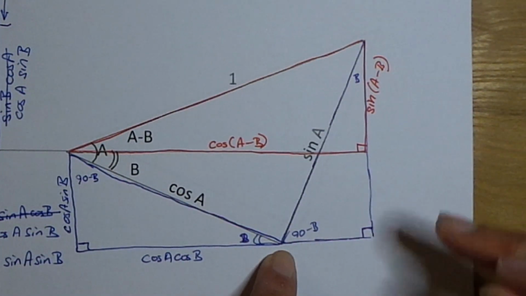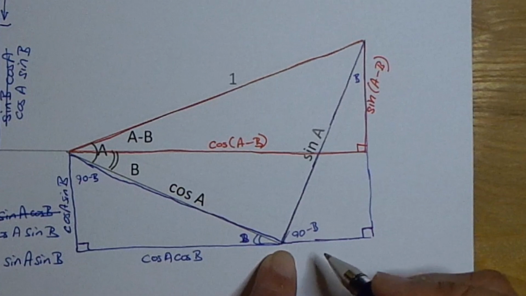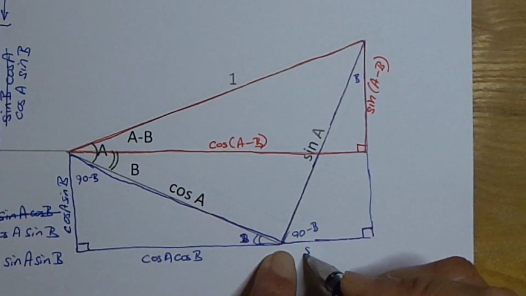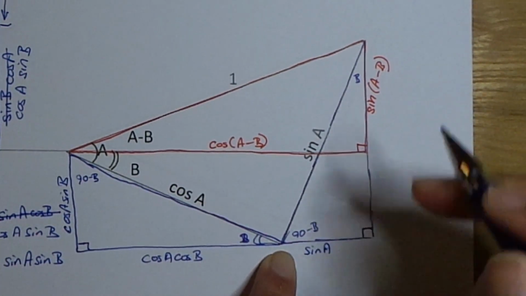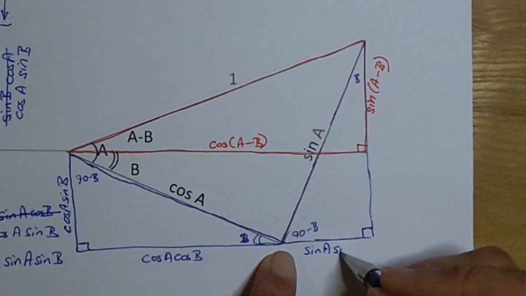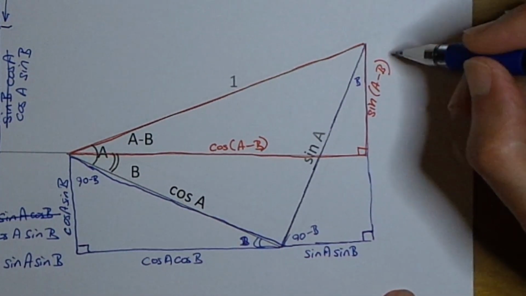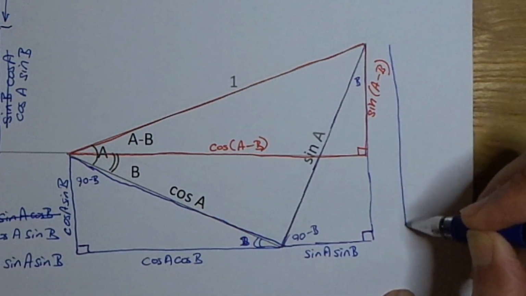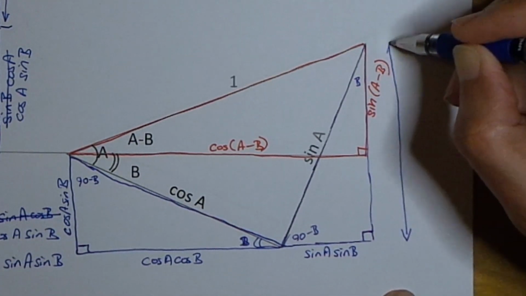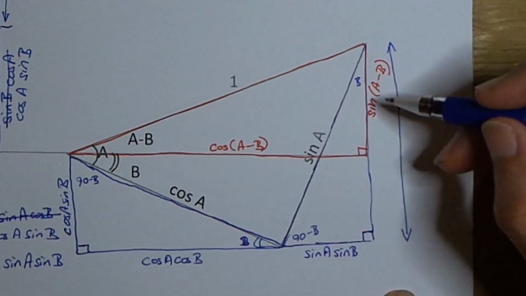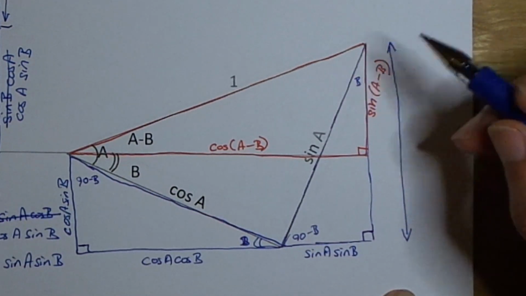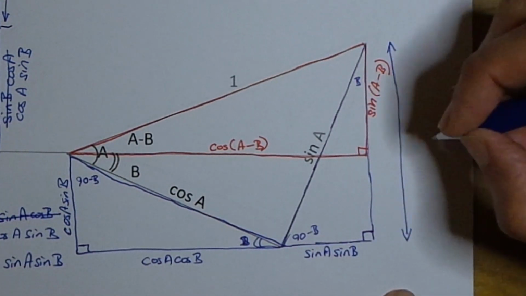This side here, because B is over there, is going to be sine A, the hypotenuse length, times sine B. And this total length down here is going to be sine A multiplied by cos B.